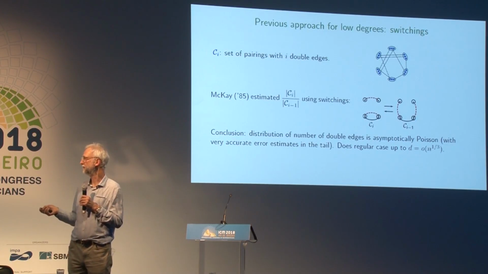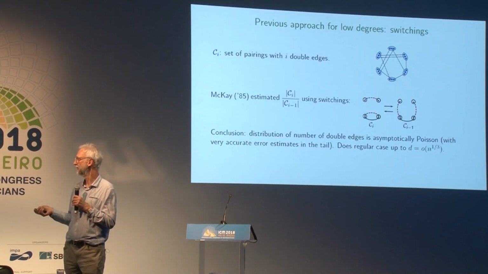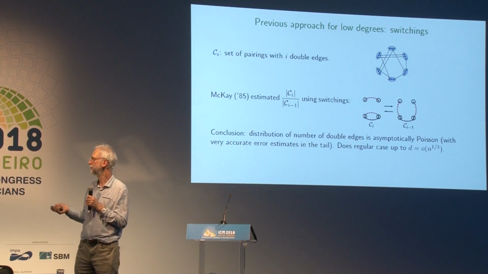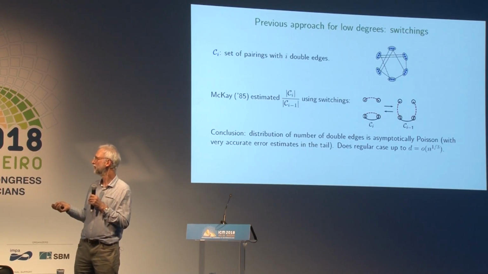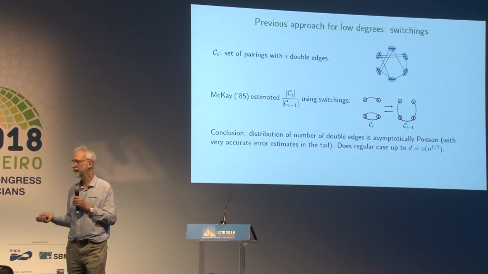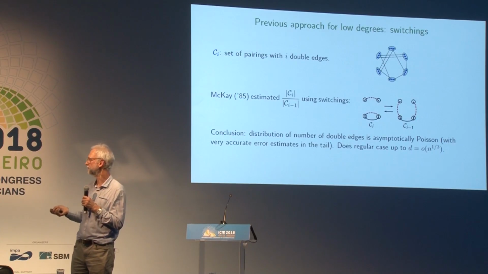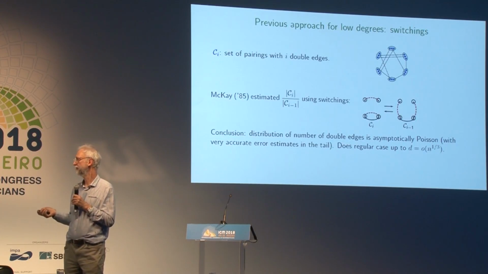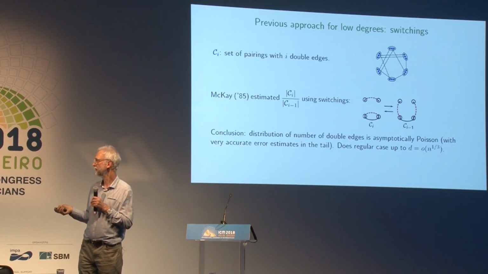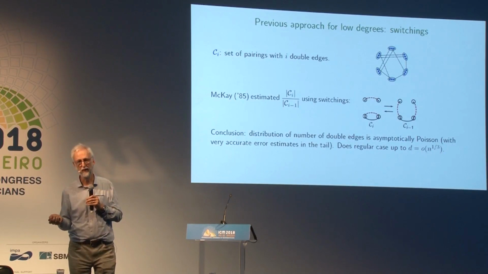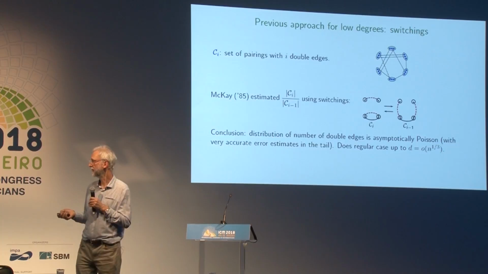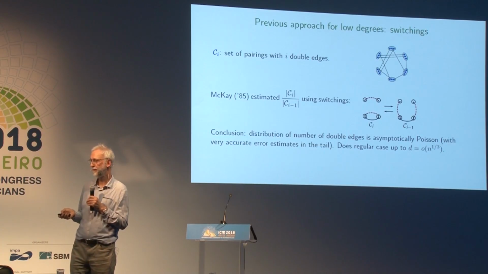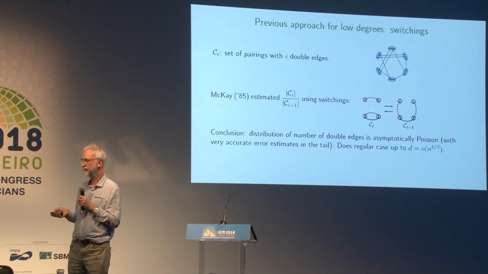Okay, now that ratio actually matches almost exactly the ratio that would happen if the distribution of the number of double edges were a Poisson random variable, and from that you can deduce that it's asymptotically Poisson. All the way down to very accurate estimates of the tail, which goes all the way down to where you're asking for the probability there are no double edges, even though that's an exponentially small probability. So you get that probability asymptotically this way. And that's how McKay did the regular case up to n to the 1/3.